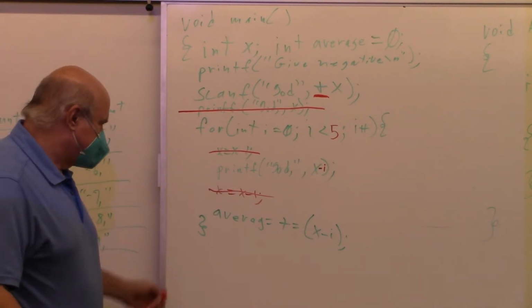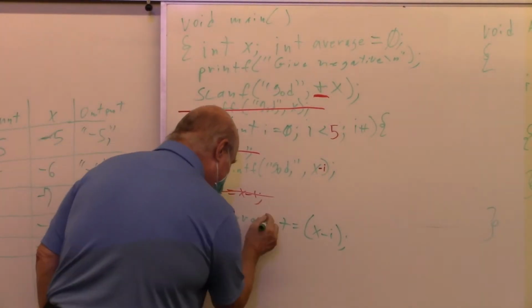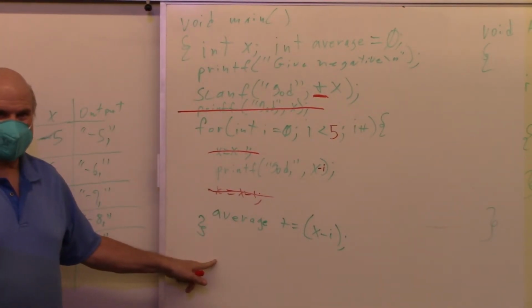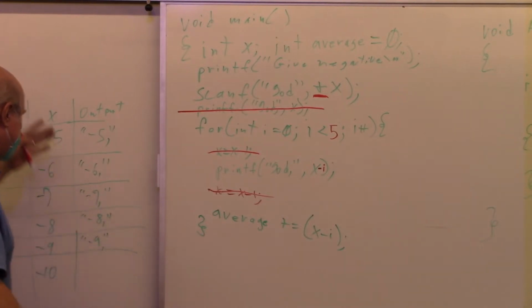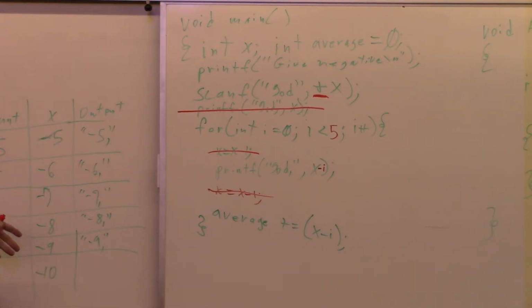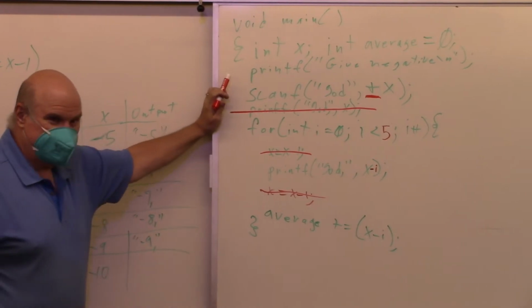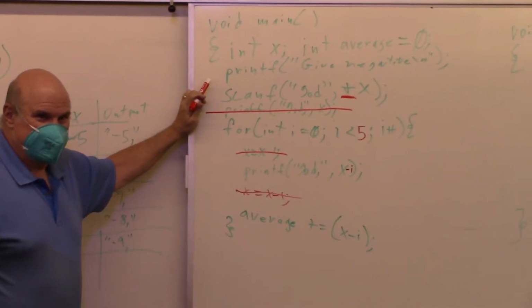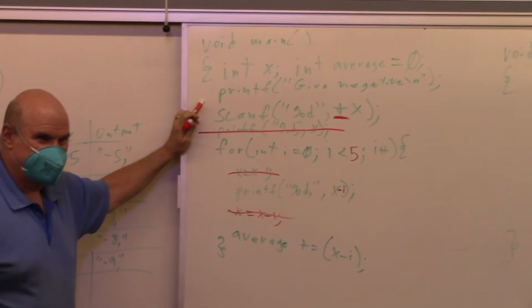Next person. So now, what's the next thing you would do? So we've output the numbers. Now we have to output average equal whatever the average is. So what's the next thing you do? You do average equals average divided by 5.